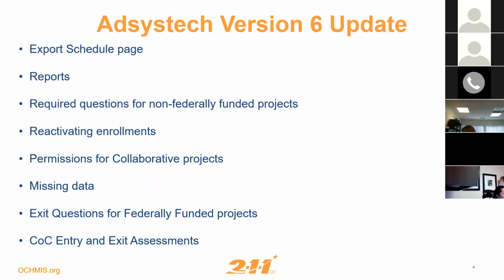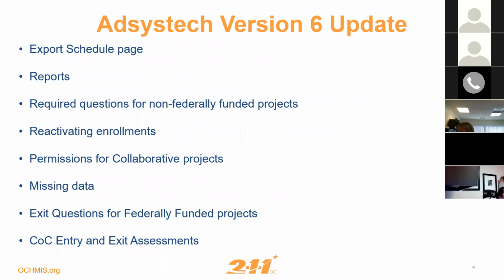Okay, so the first thing is the export schedule page. This is the page that, for those of you that do APRs, ESG CAPER exports, SSVF exports, and RAI exports, you will be using to pull those CSV exports. So the page is now available for 2.1.1 in version 6. They have not yet released a role so that users can also use the page, but they're working on that.